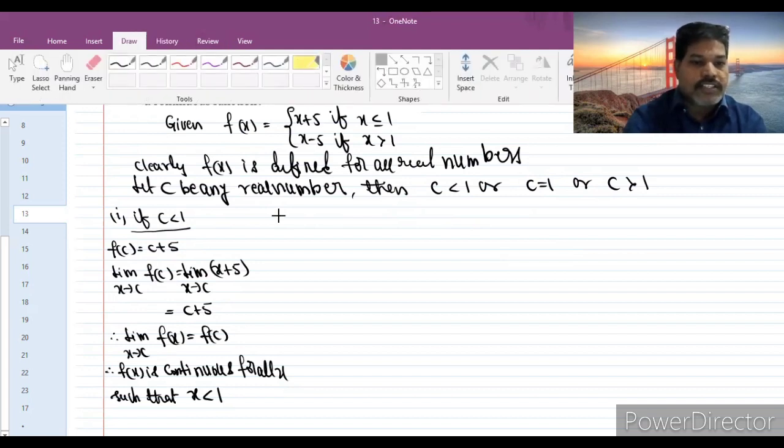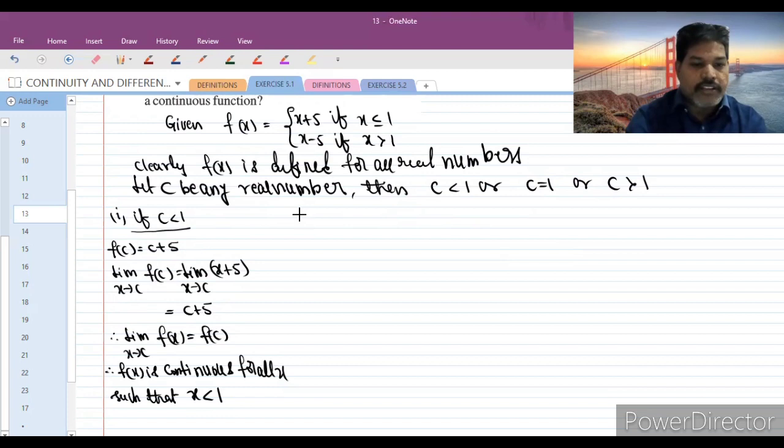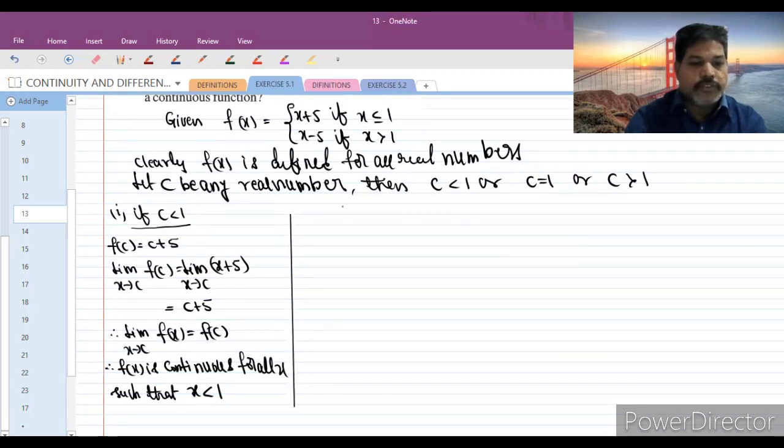So next, see the second case. What is the second case, students? Take case 2. For the second case, if C is equal to 1, what happens? In this case, f of C is equal to C plus 5, so f of C is equal to C plus 5.